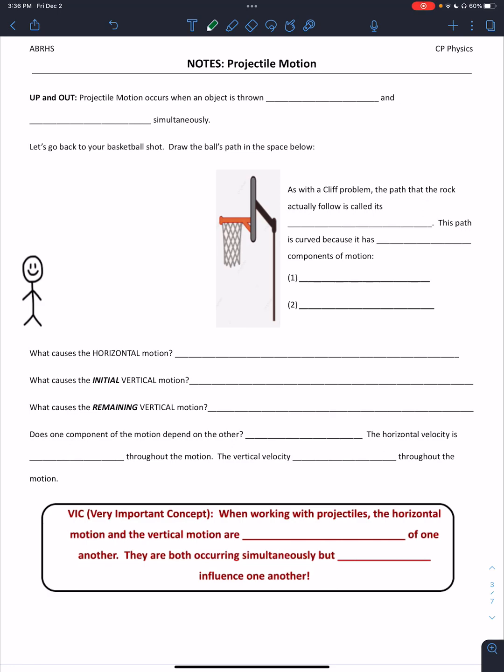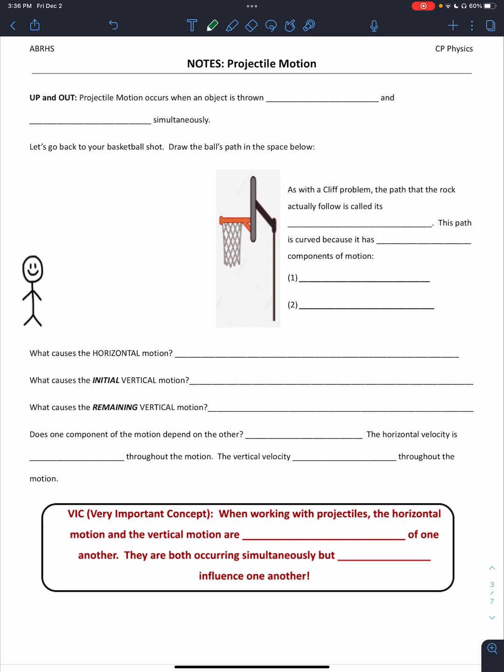I'm here with the second in our series of screencasts dealing with projectile motion. This screencast is going to look specifically at projectile motion that is up and out from the original point of origin. There's an earlier screencast that deals with clip problems and the introduction to projectile motion. So if you need to go back and watch that video, please do so.